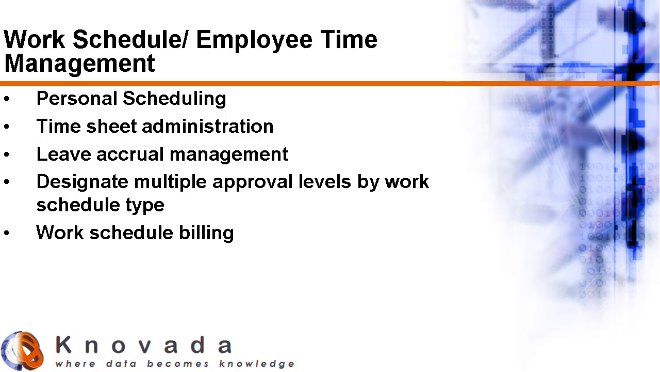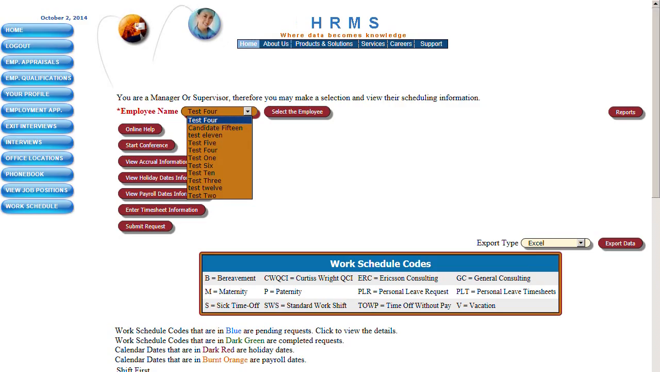We will now discuss the features and functions of the Work Schedule and Employee Time Management module, which formalizes personal scheduling, the administration of timesheets, manages employee leave accruals, provides the option for the company to designate multiple approval levels based on work schedule type, and provides the capability for timesheets for specific work schedules to be used as source data for billing.